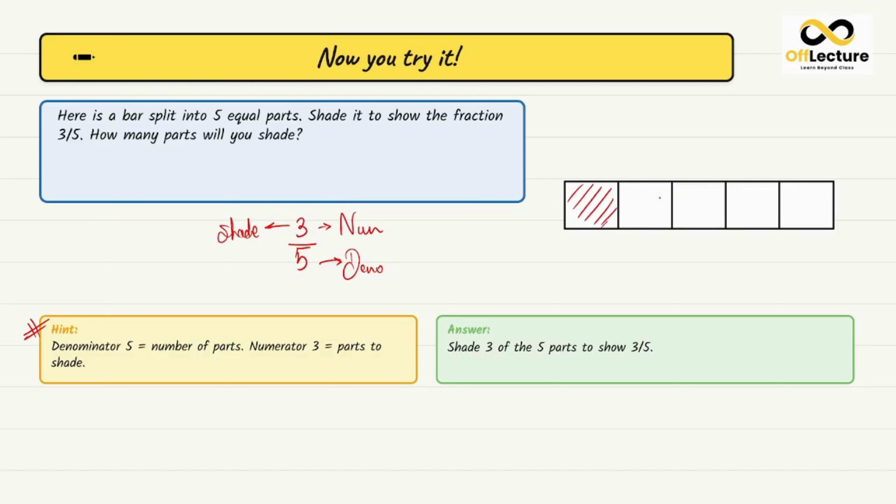1, 2, or 3. So we have 3 shaded parts. Okay. But can the shading be done in this way? Can we shade in this way? 1, 2, 3? Yes. Again, 3 shaded parts are there over the 5 total equal parts. So the answer is shade 3 of the 5 parts to show 3 by 5.